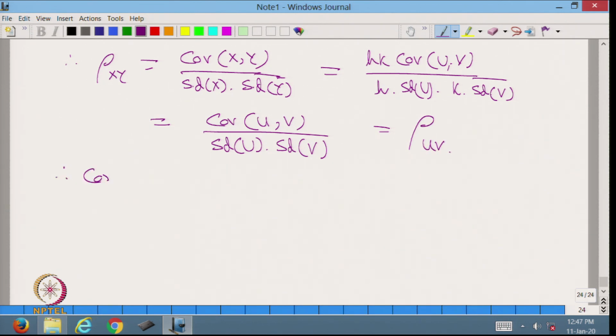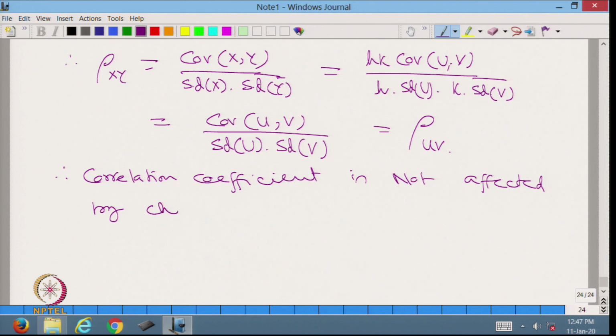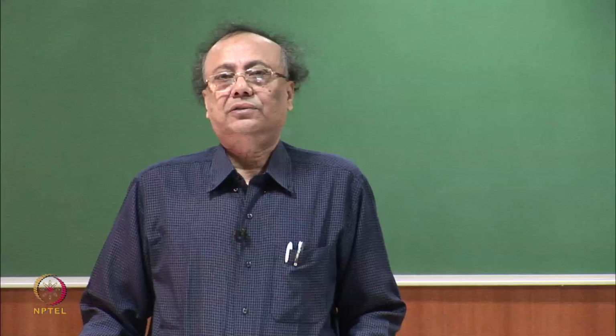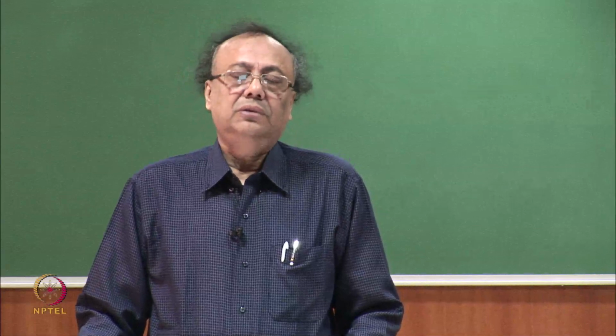Therefore, correlation coefficient is not affected by change in origin or scale. So, that is the major advantage of correlation coefficient, because it gives a stable measurement of the association between the two random variables.